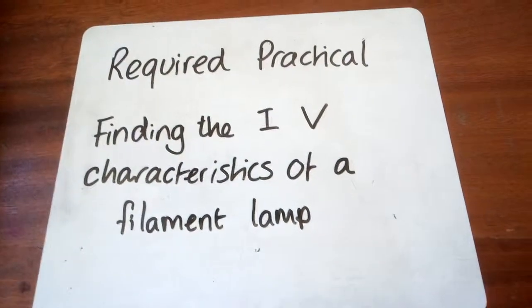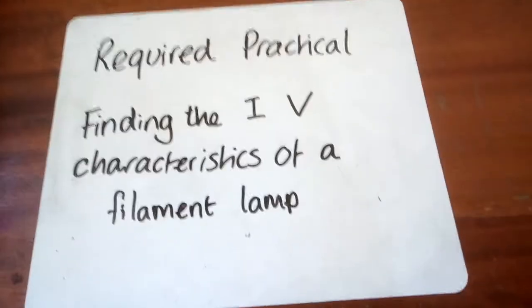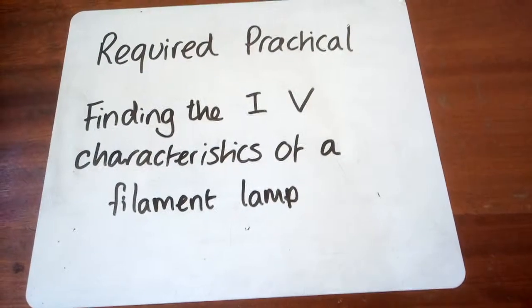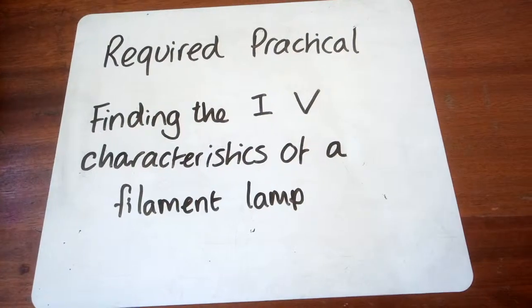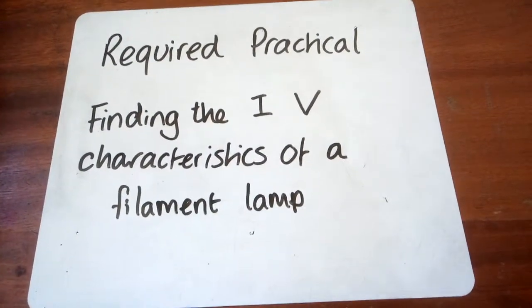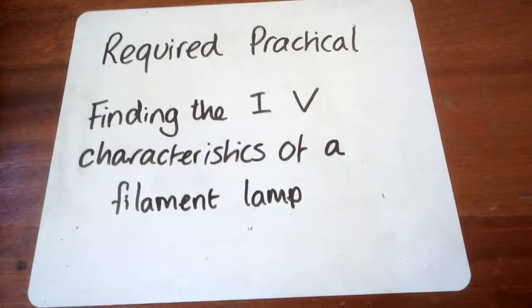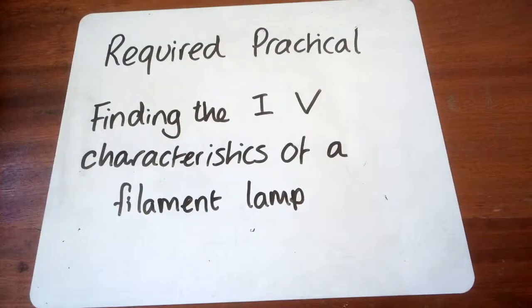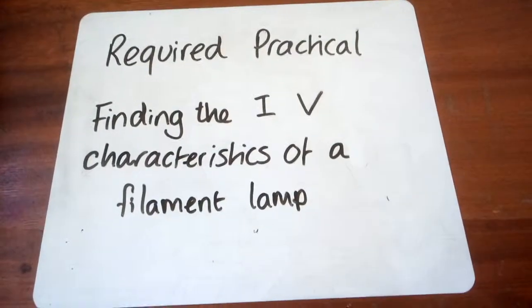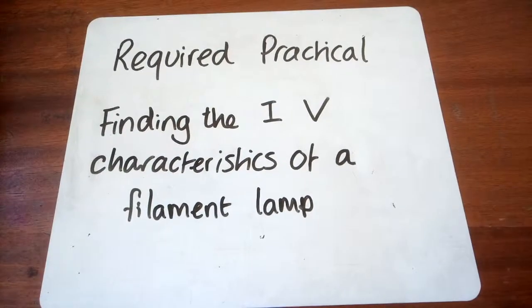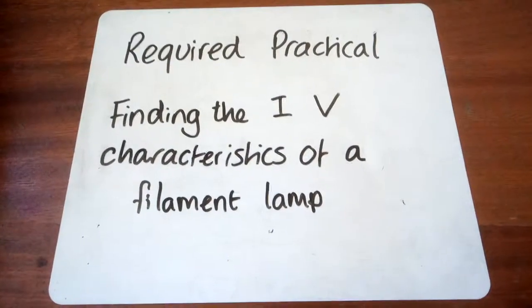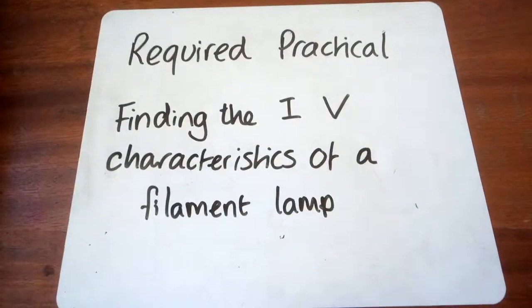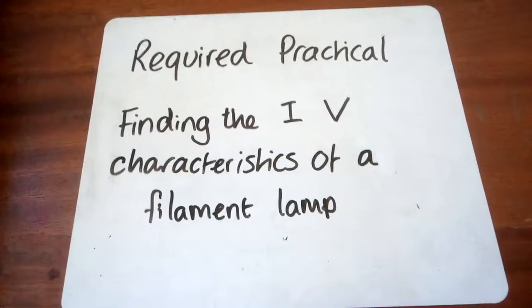Last lesson, you looked at the required practical in electricity, finding the current potential difference characteristics of an ohmic conductor. Today it's the same experiment, but you're going to find it for a filament lamp. Ohmic conductor means that I is proportional to V, so if you double the potential difference over it, you should double the current over it. A filament lamp is not an ohmic conductor because its resistance changes.